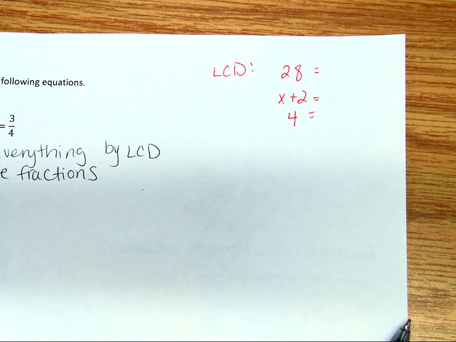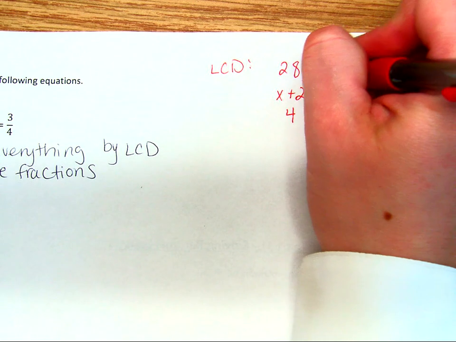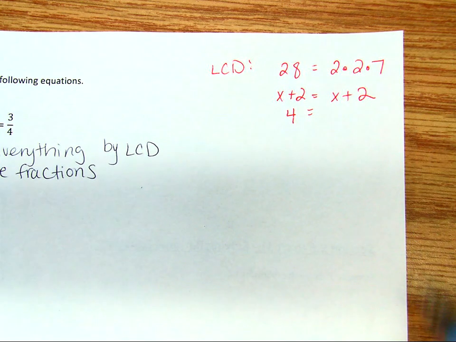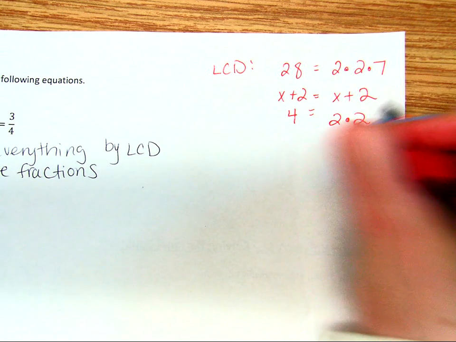So 28, if I were to make a factor tree, that's equal to 2 times 2 times 7, broken down into its prime factors. X plus 2, there's really no way to factor that anymore. 4 I can write as 2 times 2.